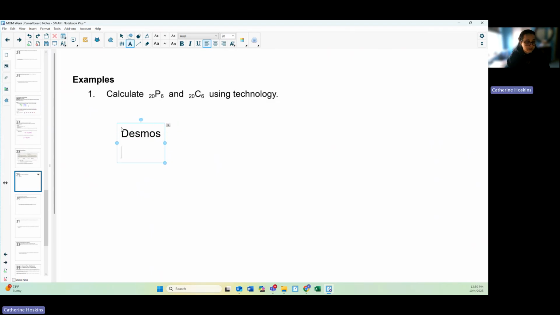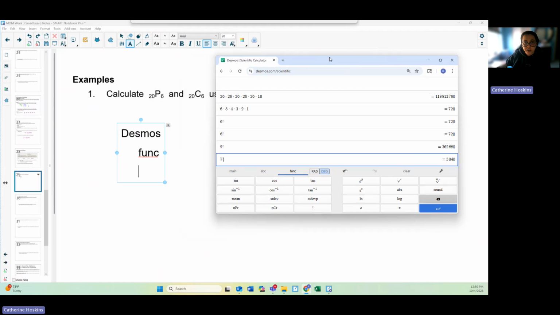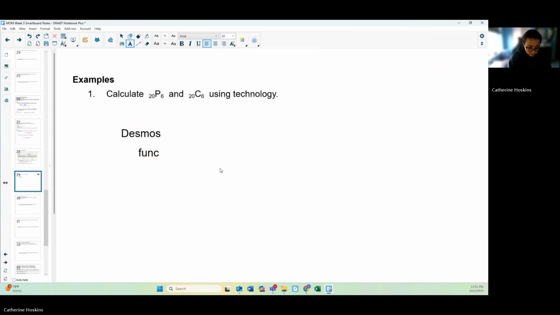Once we get into Desmos, we are going to click on FUNC or function. Across the bottom, when I click on function, we have NPR, NCR, and our factorial. Depending on which one you need, you will click either NPR or NCR. You will put in the numbers like above, such as 20, comma, 6.